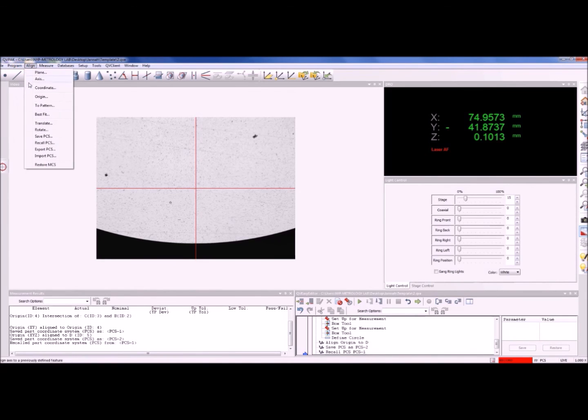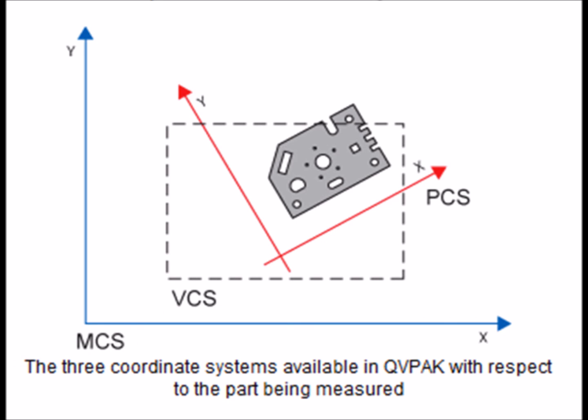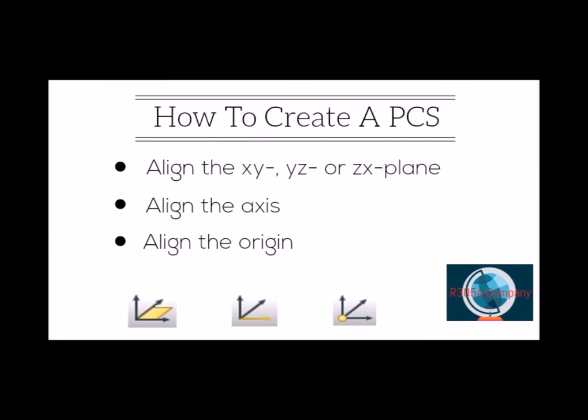You can also import a previously defined PCS from a file. In the same Align menu, you can find the imported PCS and select the saved PCS you wish to select. QVPAK imports the PCS and it becomes the current PCS. To ensure the current PCS is accurate, repeat the three alignment steps again.